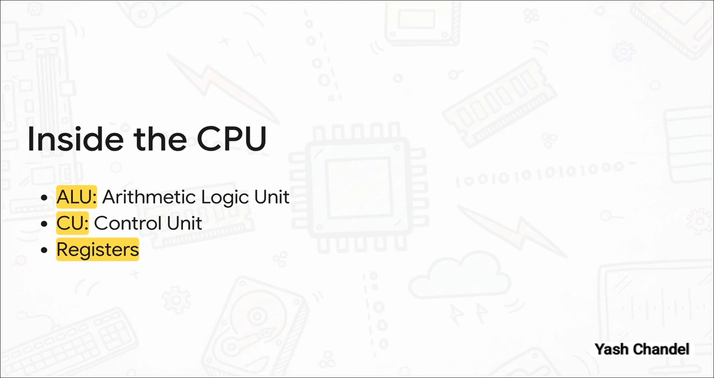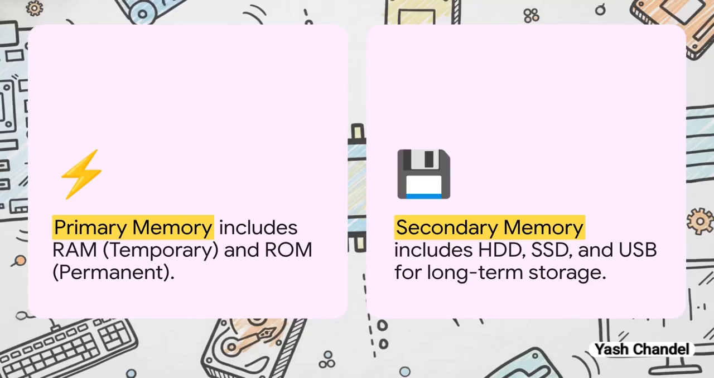First up is the ALU, the Arithmetic Logic Unit. Think of it as the CPU's calculator. It does all the math and makes all the logical decisions. Then you've got the CU, the Control Unit. This is the traffic cop, telling all the data where to go and when. And finally, you have the registers. These are like a tiny, ridiculously fast notepad that the CPU uses to jot down what it's working on right this second.